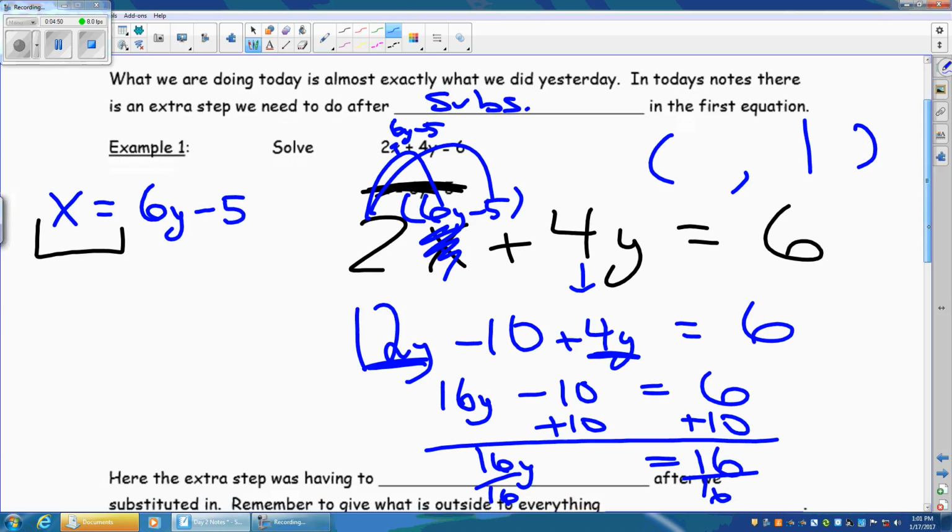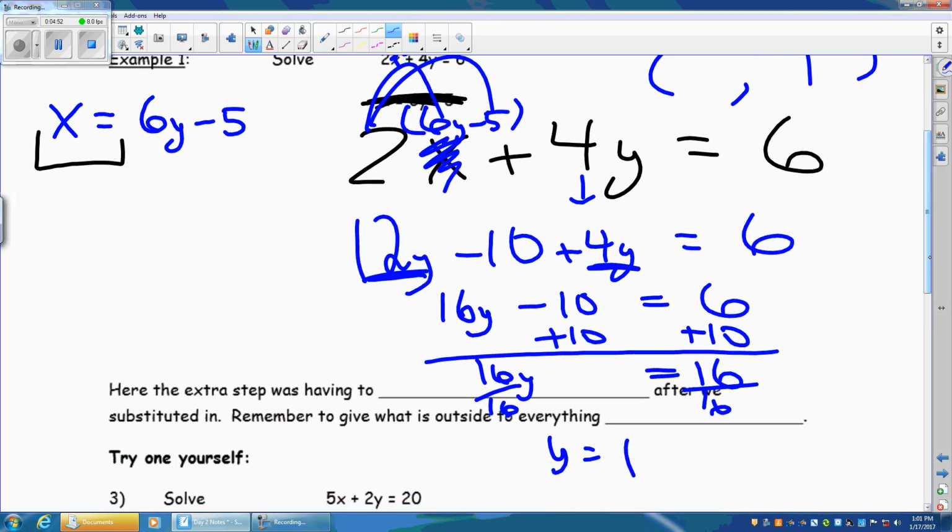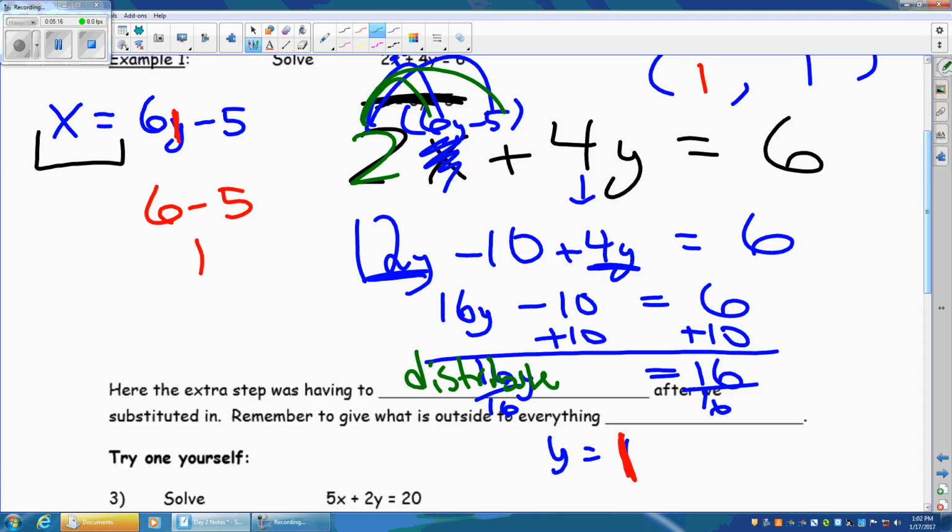Y is 1. And if I know what y is, how am I supposed to figure out what x is? Well, if y is 1, can I just plug in a 1 right there, just like yesterday, and I end up getting 6 minus 5, which is also 1. So my answer is 1, comma 1. Right? So here the extra step was having to distribute. That was this right here. And remember, when you do distribute, you need to give what's outside to everything inside.